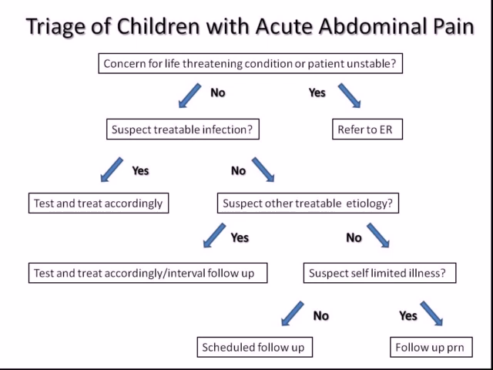If the answer is no, the fourth question is, do you suspect a self-limited illness, like a viral infection? If the answer is yes, follow-up can probably be as needed. If the answer is no, it's probably prudent to schedule a formal follow-up so that you can reassess the abdomen in a time interval.